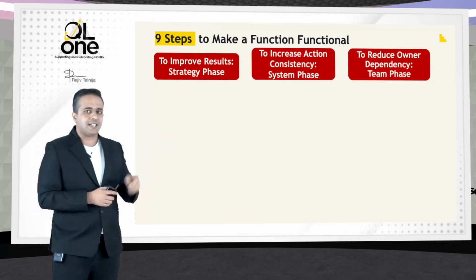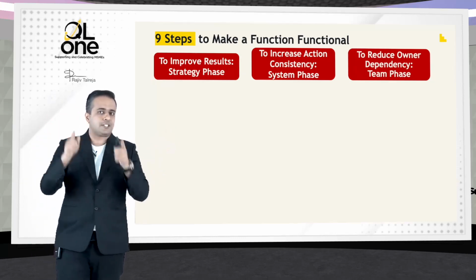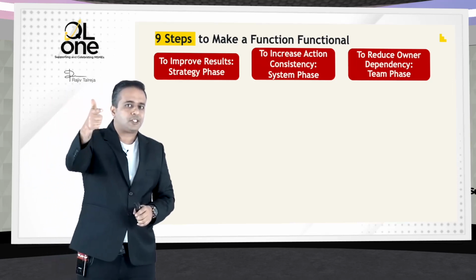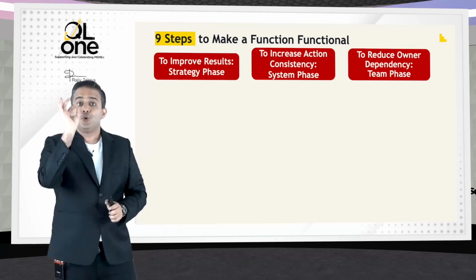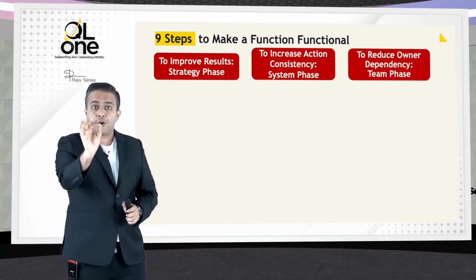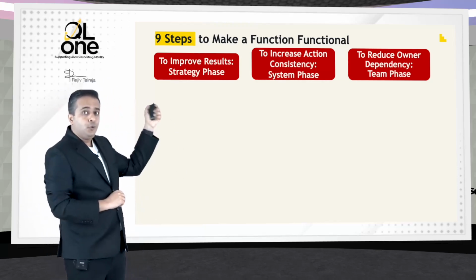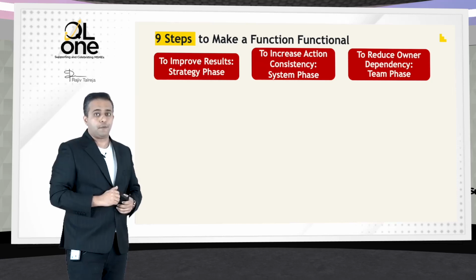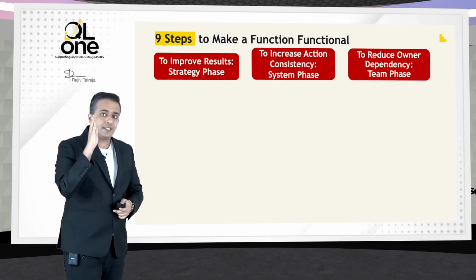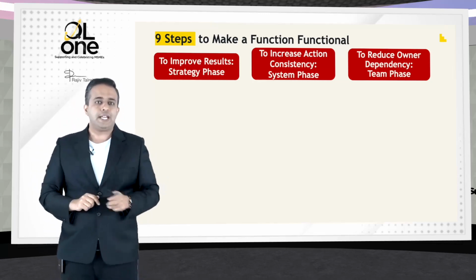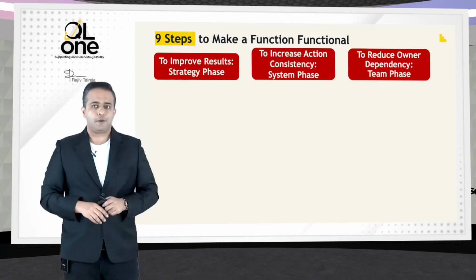Now, using this as a guideline and using the functional assessment that you will do based on the parameters of owner dependency, action consistency and result and efficiency, you can identify in what function, what corrective steps you need to take. Now, if you need to improve results in a particular function, then that function is in the strategy phase. Now, what are the steps that you need to take in the strategy phase for a particular function?